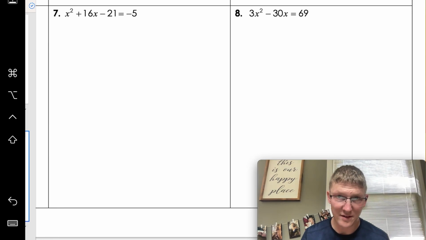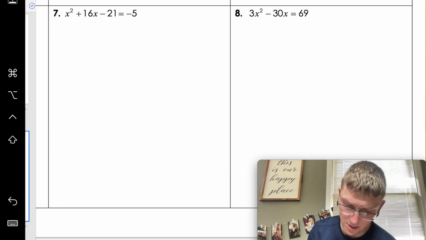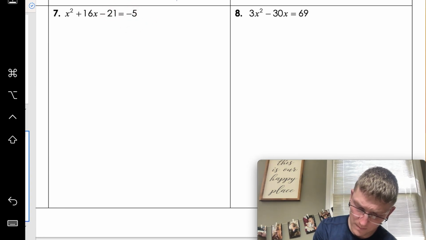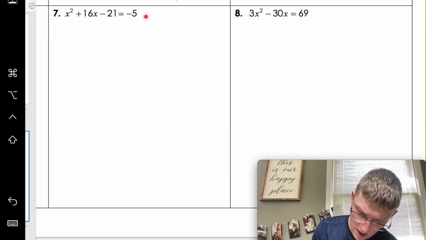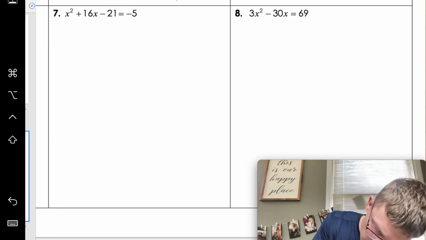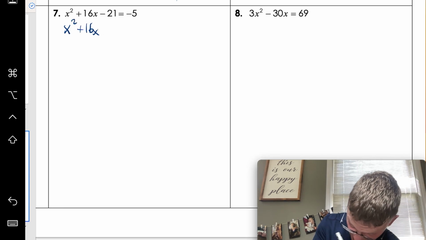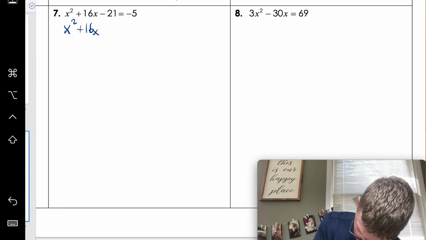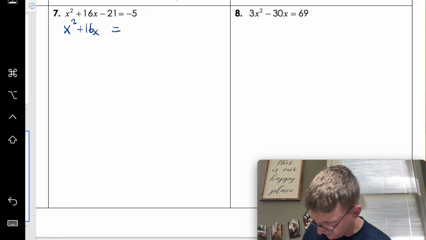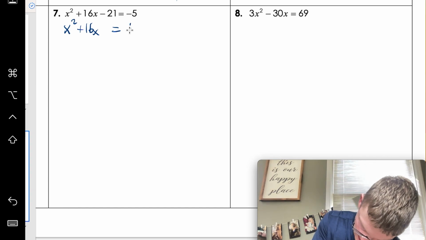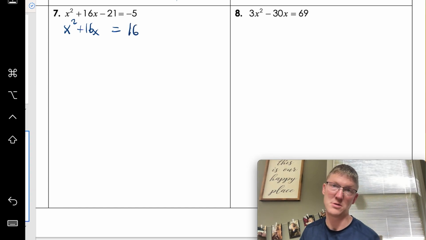Okay, let's try these next two. So they're getting more and more complicated. So we've got this guy over here and this guy over here. So we just need to move him over, and let's do it. So after we do that, we've got x squared plus 16x. So we're going to add 21 to both sides. So that's going to equal 21 minus 5, 16. I knew that. I was just testing you.